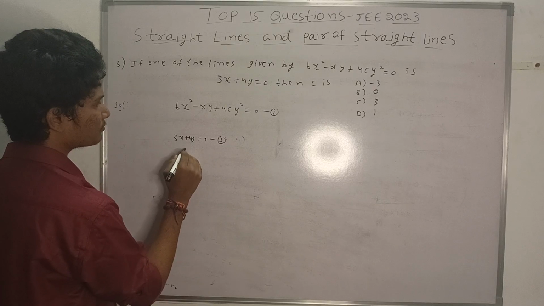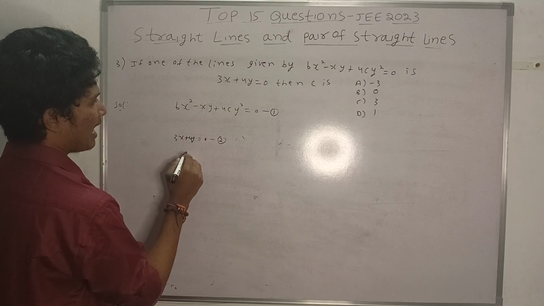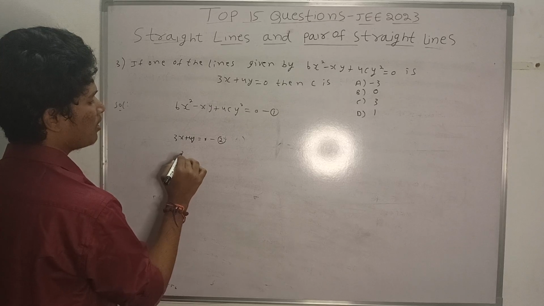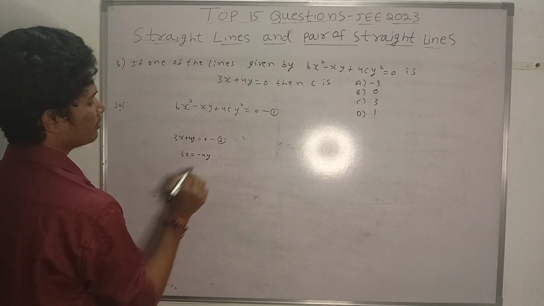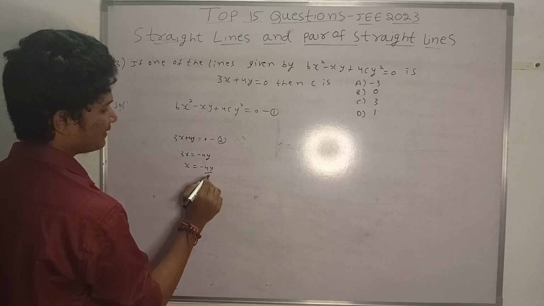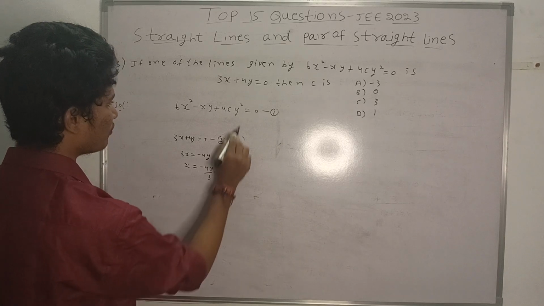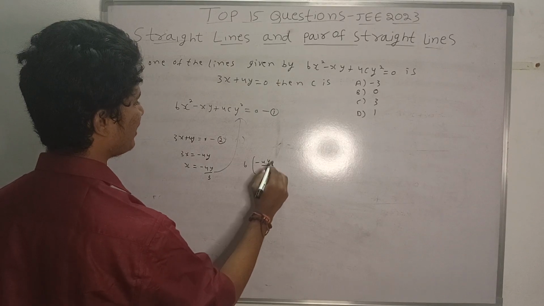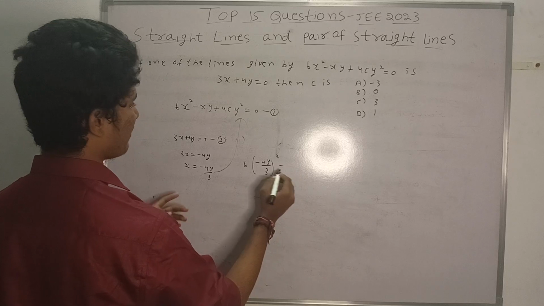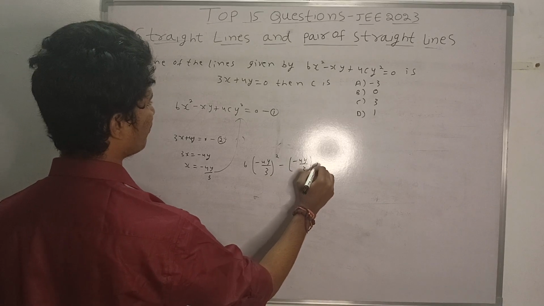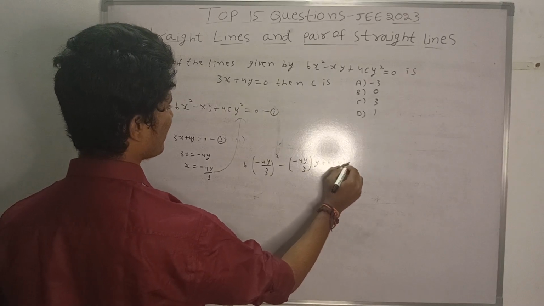From equation 1, I get 3x equal to minus 4y and x equal to minus 4y by 3. So I am substituting the x value here. I will get 6 into minus 4y by 3 whole square, minus into minus 4y by 3 into y, plus 4c y square equal to 0.